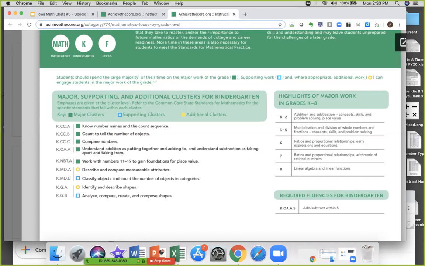Also, you'll notice in kindergarten that it's not just the clusters that are needed to achieve the major work of the grade, but also there is fluencies. Now, this required fluency over here in kindergarten is add and subtract within 5. So in order for students to have the fluencies that they need to be able to add and subtract within 5, in combination with these clusters over here on the left, this ensures that when our student goes on to first grade that they're going to be ready and puts them on this pathway, this K-8 pathway.